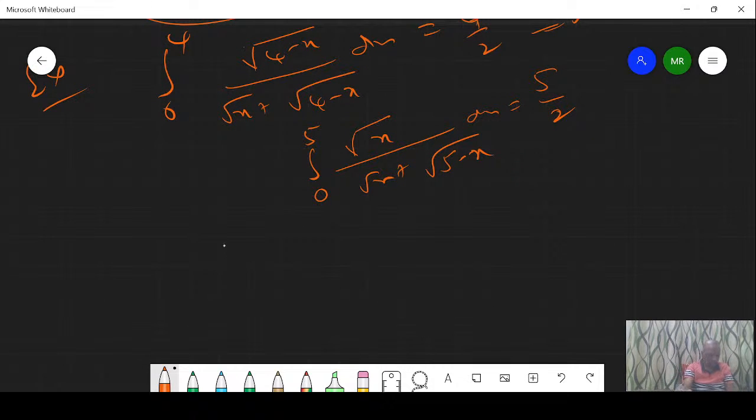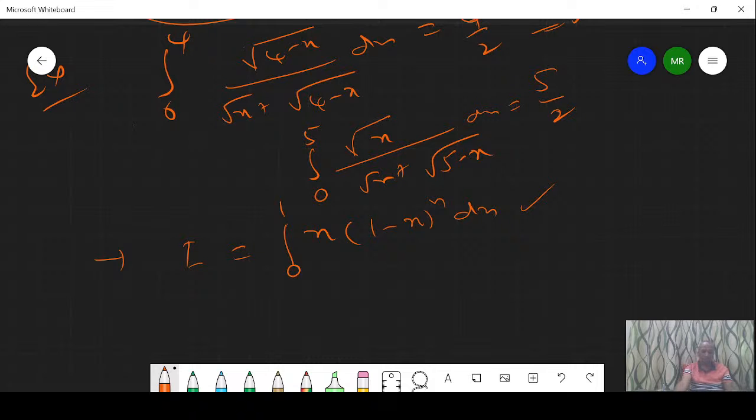The problem is I is equal to integral 0 to 1 of x into (1 minus x) whole power n dx. The limit is 0 to 1, x into (1 minus x) whole power n dx. So what about this value?